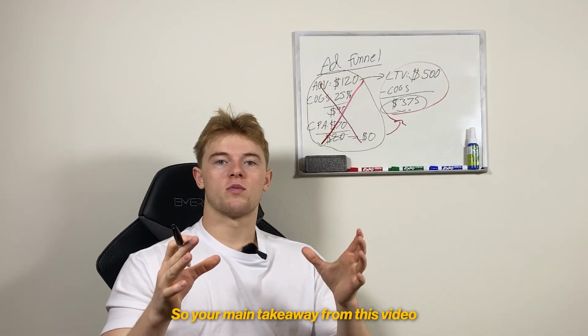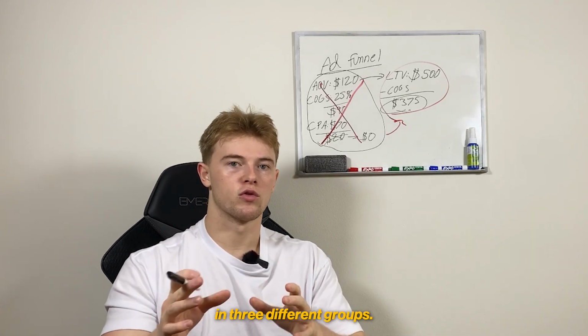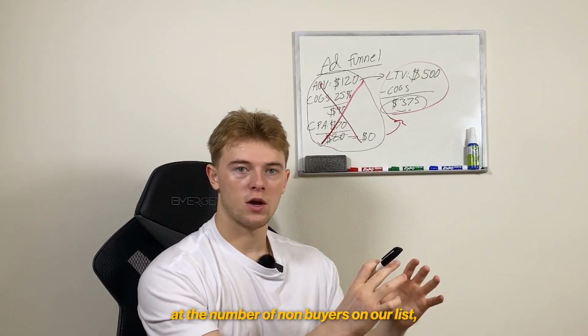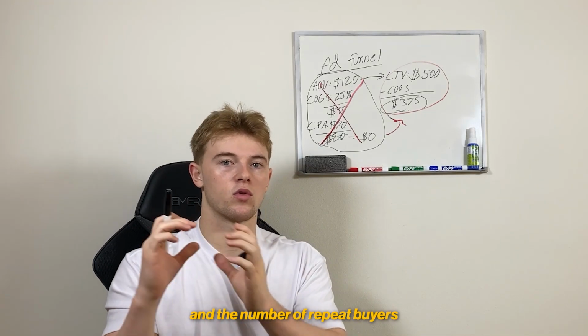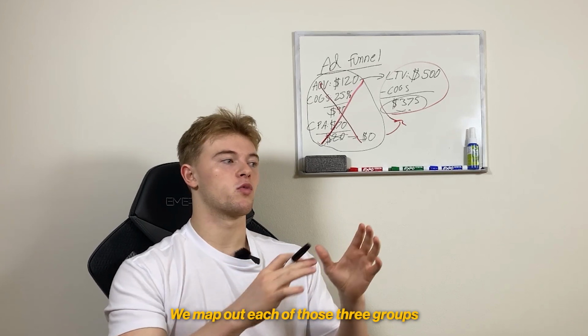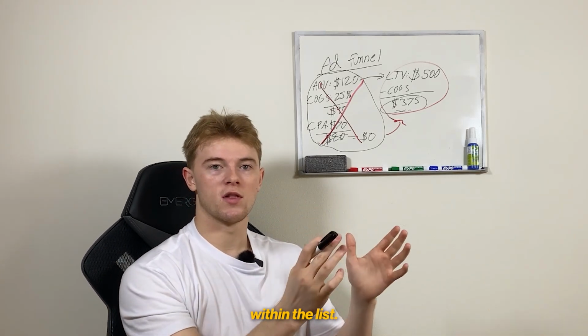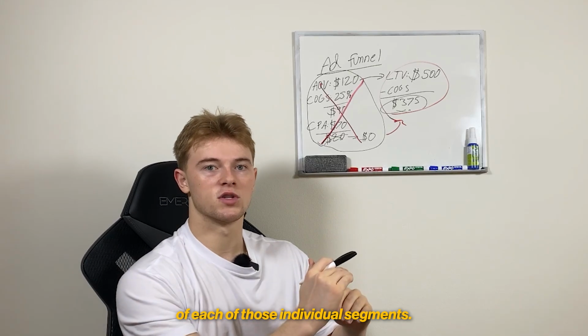So your main takeaway from this video should be to start tracking your email list in 3 different groups. We want to look at the number of non-buyers on our list, the number of one-time purchasers on our list, and the number of repeat buyers on our list, meaning 2 or more purchases. For all of our clients, every single month we map out each of those 3 groups within the list.